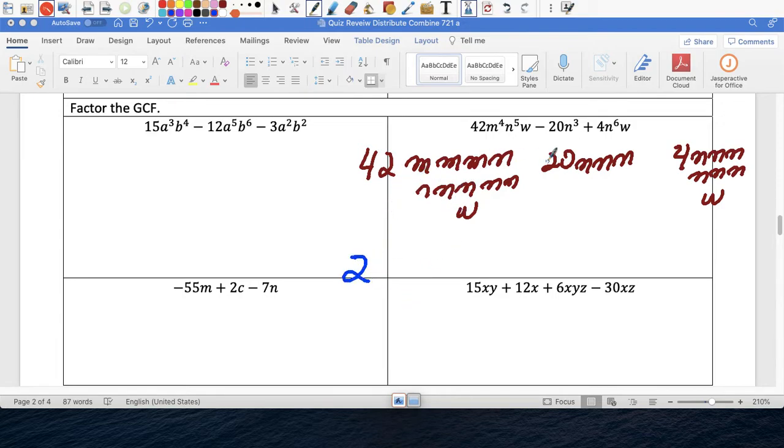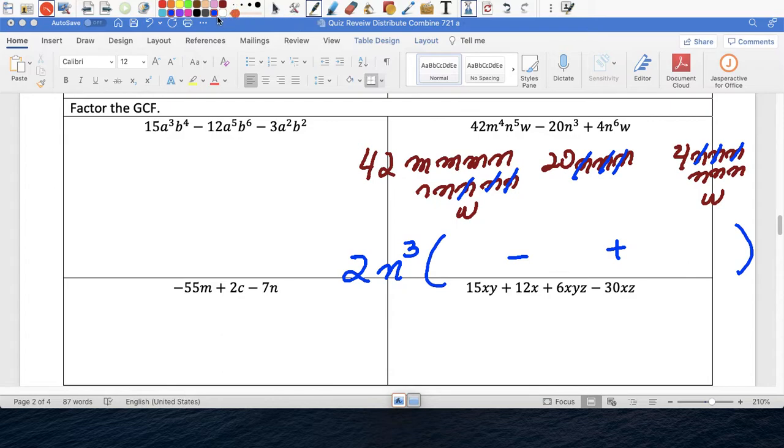Do they share m's? Do all the terms share m's? No, so we can't take that out. Do they share w's? No. Do they share n's? Yes. Everyone has n's to share. So what is the greatest number of n's that they share? It would be 3 n's. 1, 2, 3 n's here. 1, 2, 3 n's here. And 1, 2, 3 n's here. So I'm going to take that, and that's going to go outside. That's it.